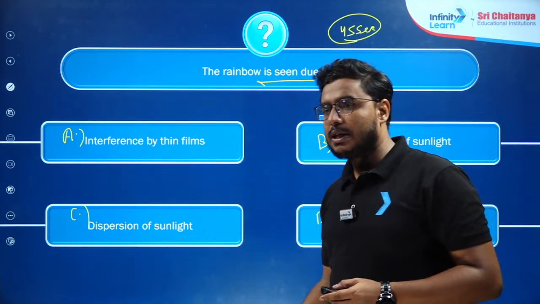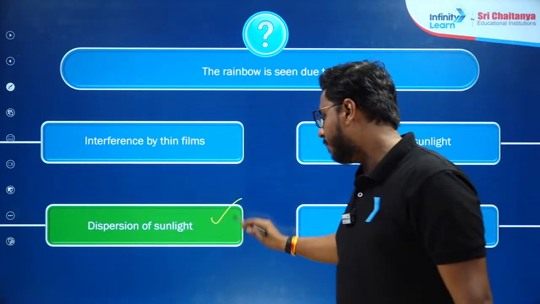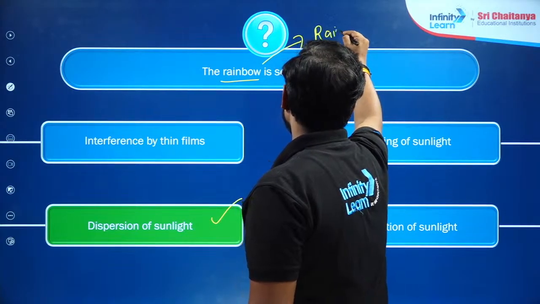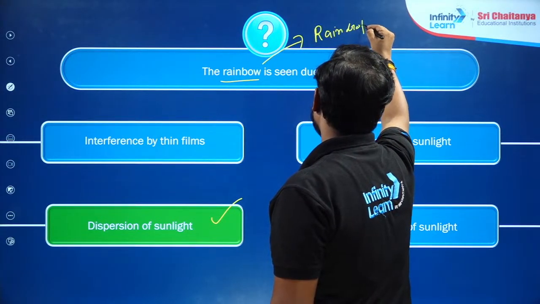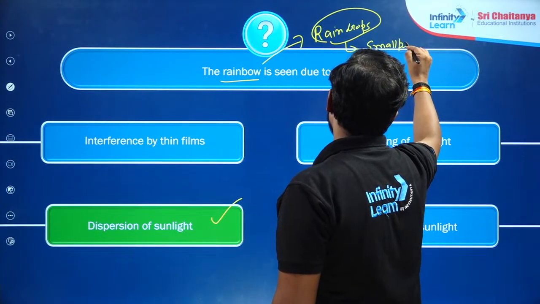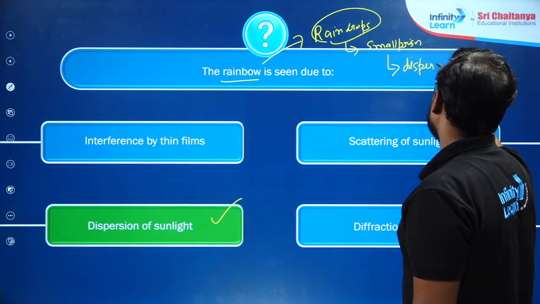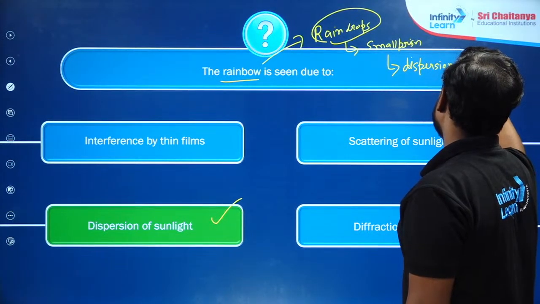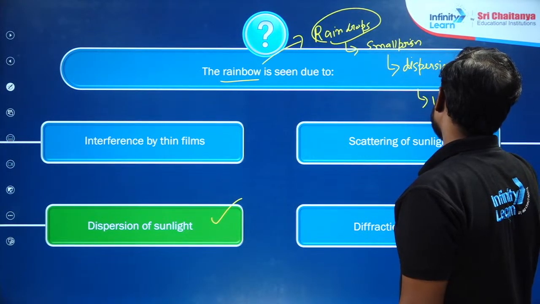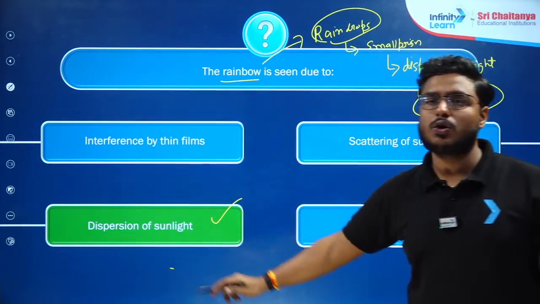Abhijit is saying C part. So students, time is up. The right answer definitely it is C part, dispersion of sunlight. The rainbow we are able to see because the raindrops in the atmosphere are acting like a small prism. And the prism is going to cause the dispersion of light, and we get the 7 colors of rainbow, which is VIBGYOR. Right? So the answer is dispersion of light.